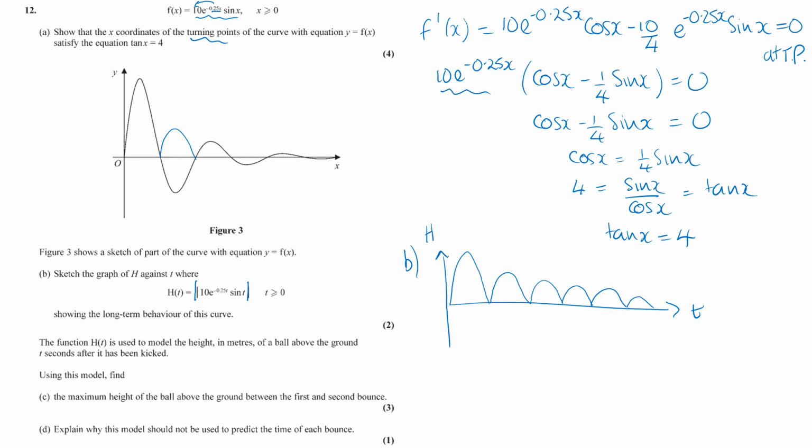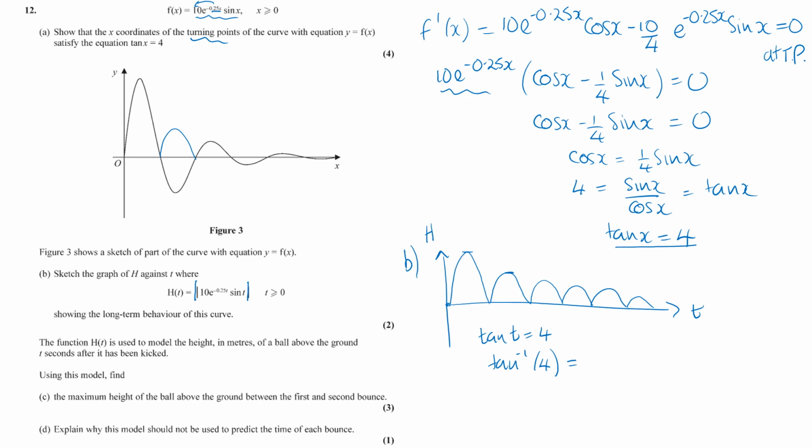So sketch the graph. The function h(t) is modelled as the height in meters above the ground. Using this model, find the maximum height of the ball above the ground between the first and the second bounce. Well, here's the first bounce, the second bounce is here. Now the maximum points of this graph satisfy this equation where tan x is equal to 4, so that's going to be tan t is equal to 4. So if we say this is going to be tan to the minus 1 of 4, that will give us when all these maximums are going to happen.